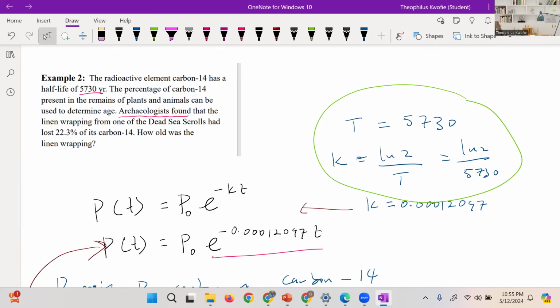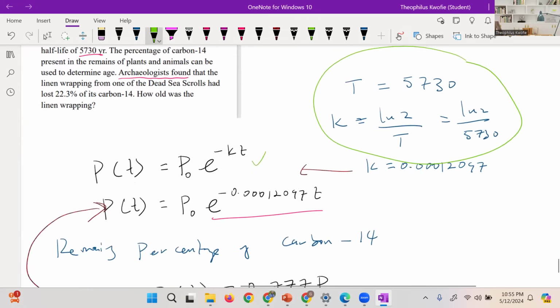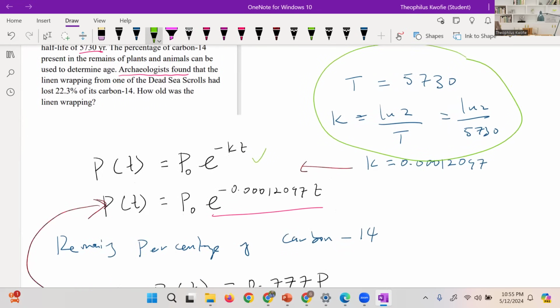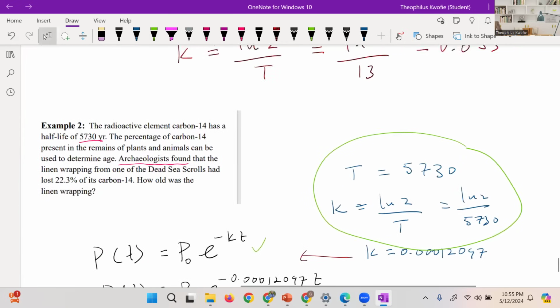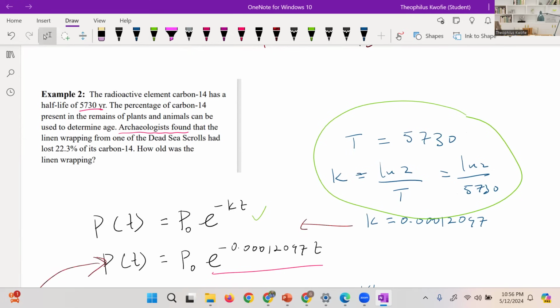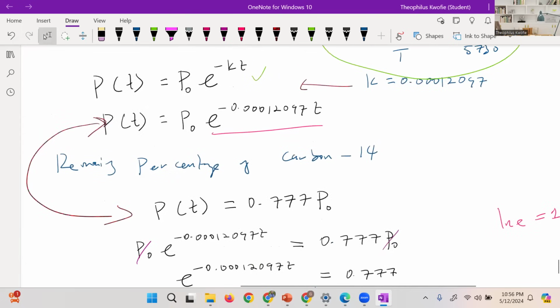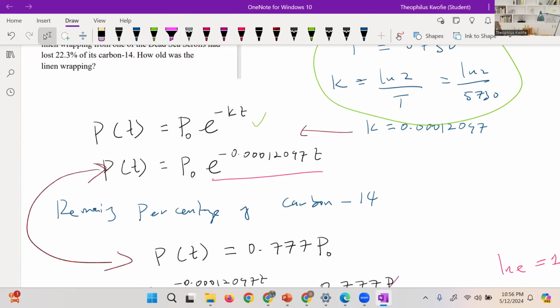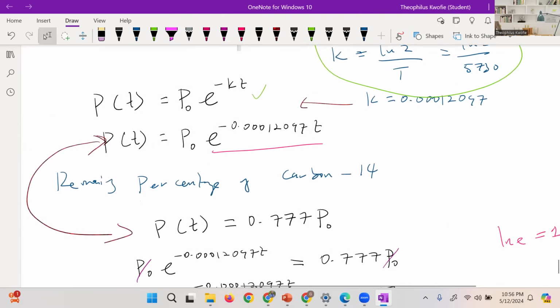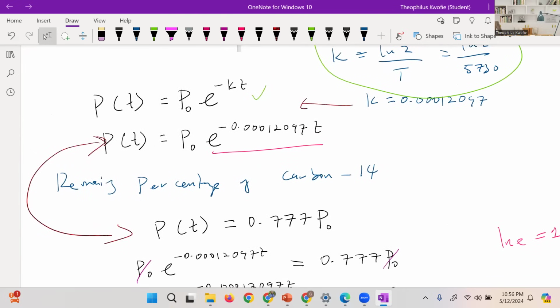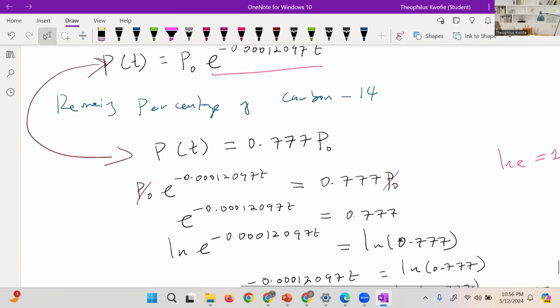So we invoke the theorem on exponential decay, and we said that the general solution for any exponential decay can be given this way. Since we already know our decay rate, which is k, 0.0001297, we plug it back into the general solution, and that means we have this. Now, remember that in this problem, the archaeologists found that the linen wrapping from one of the Dead Sea Scrolls had lost about 22.3% of its carbon 14. So we can straight away find the remaining percentage of carbon 14, which will just be 77.7%, right? Good.